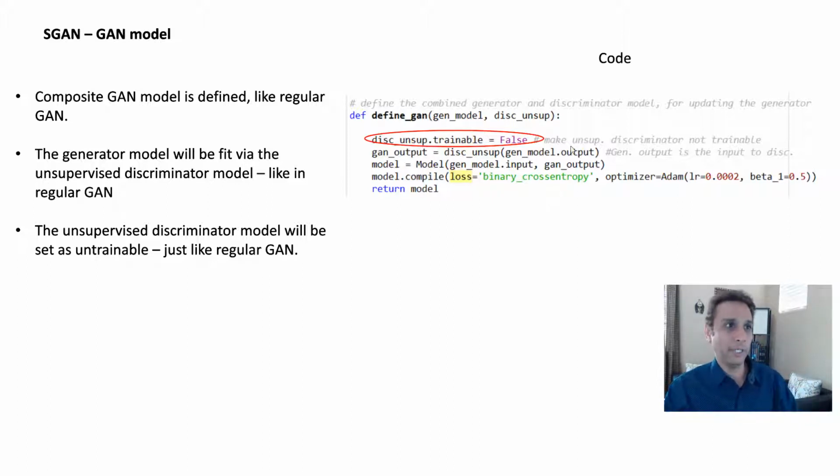That's exactly what we are doing. So in this GAN, the only inputs are your generator and your discriminator of unsupervised kind, right? So this is the binary discriminator, exactly the same as your regular GAN. And we are going to set this as non-trainable, and everything else is pretty much the same. You're generating, you're training, compiling using your binary cross entropy, pretty much exactly the same as your regular GAN.